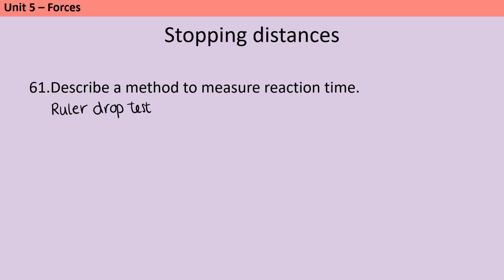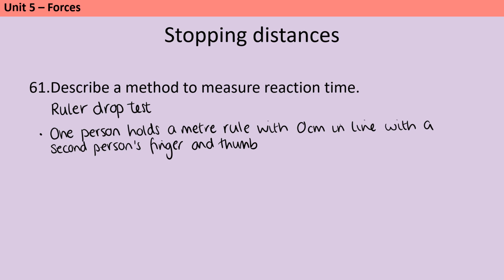So in order to complete the ruler drop test, you need 2 people and you also need a meter ruler. So one person holds the meter ruler with the 0 centimetre mark in line with the second person's finger and thumb. So they're making a kind of pincer and they're ready to catch the ruler. Then, without warning, the first person drops the ruler. It's important that they're not giving any warning, because if they did, then the person would be responding to their voice rather than to the ruler dropping, and we wouldn't get valid data.